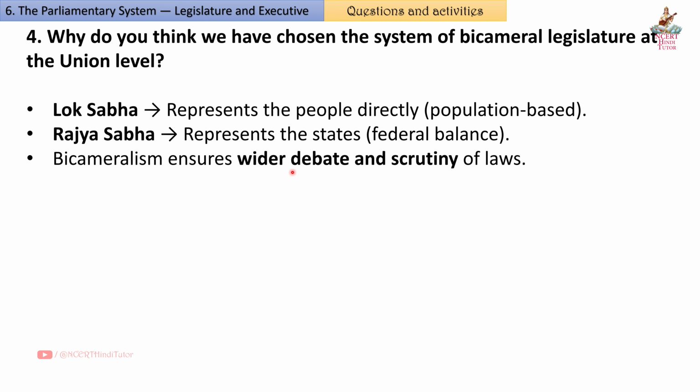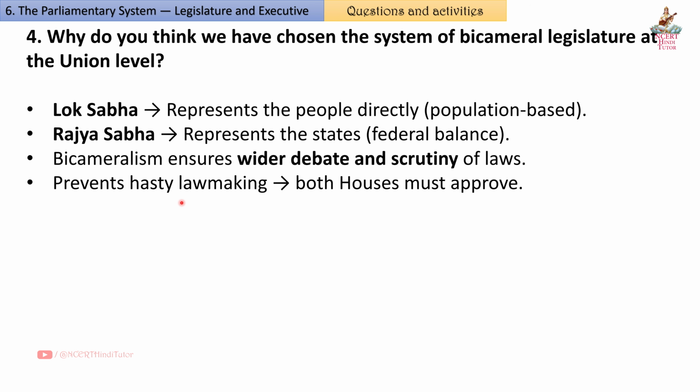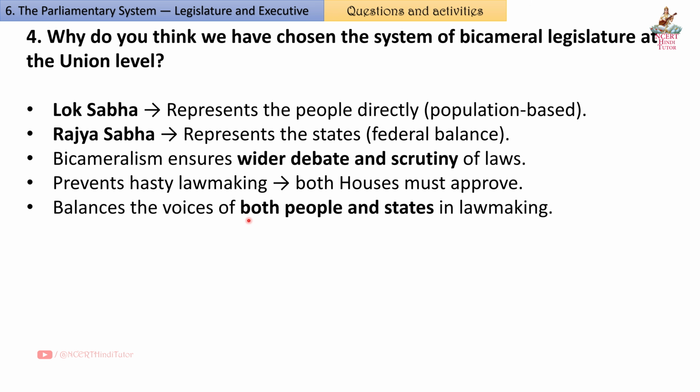Bicameralism ensures wider debate and scrutiny of laws. Prevents hasty law making. Both houses must approve. Balances the voice of both people and states in law making.